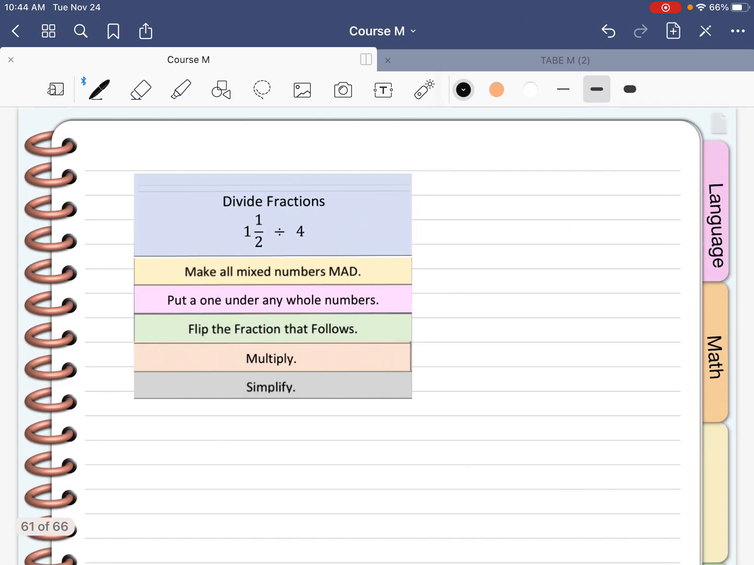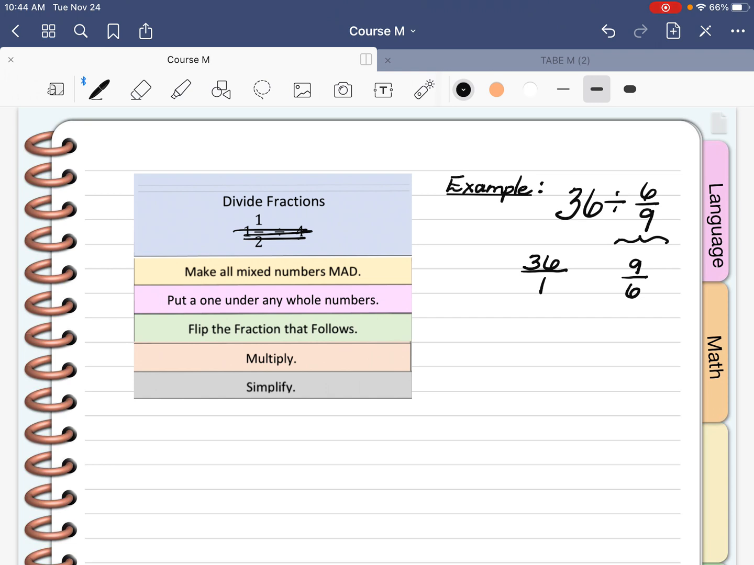Okay, let's try a few more. I'm going to leave this right there so I can follow it. This time I want us to divide 36 by 6/9. Follow your steps. You can ignore this part. 36 divided by 6/9. Make all mixed numbers mad. There are none. Put a 1 under any whole numbers. Flip the fraction that follows. Multiply, so then I can cancel one direction, 6 into 6 and 6 into 36. Top times top, bottom times bottom. Simplify.